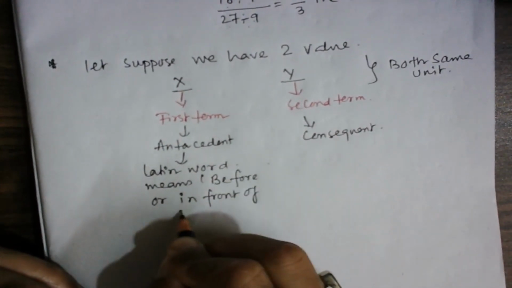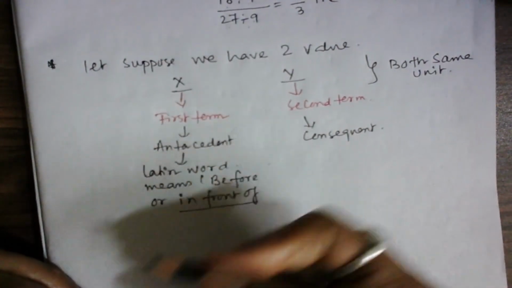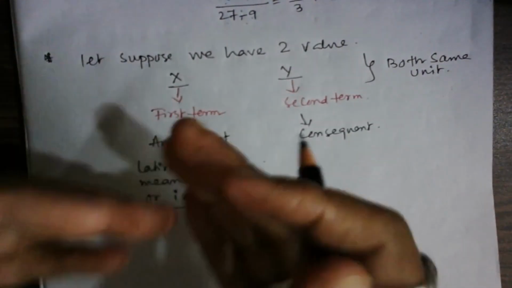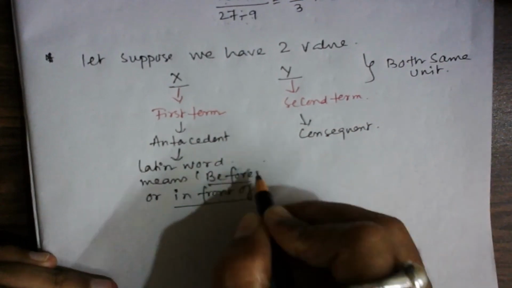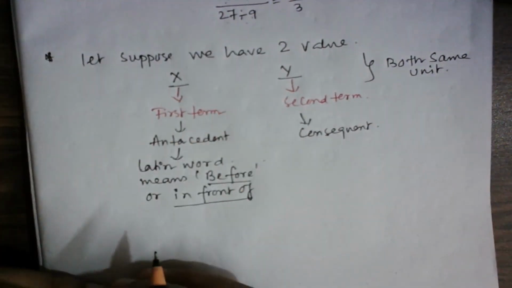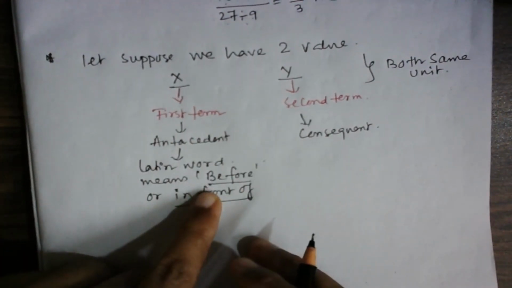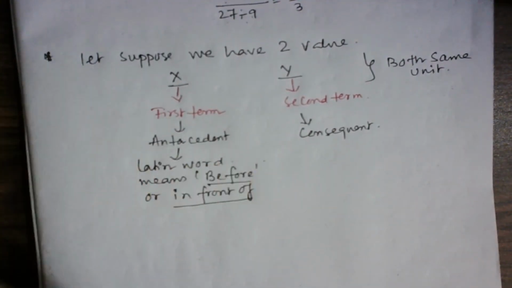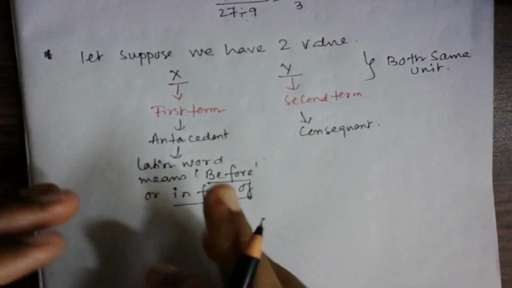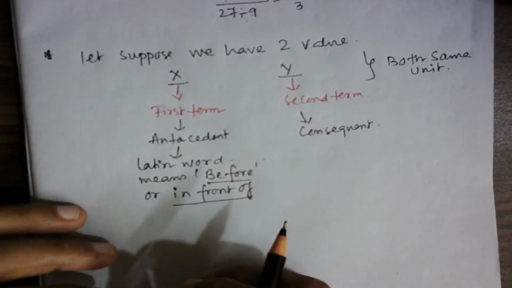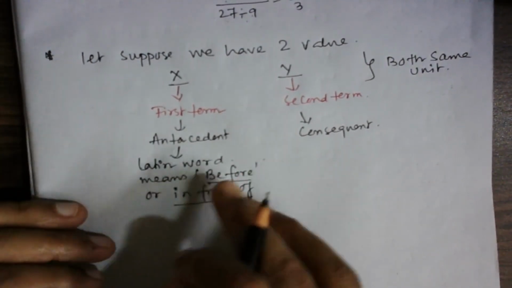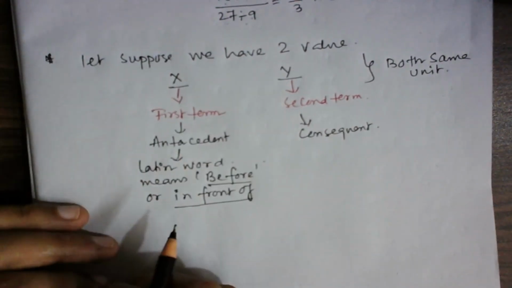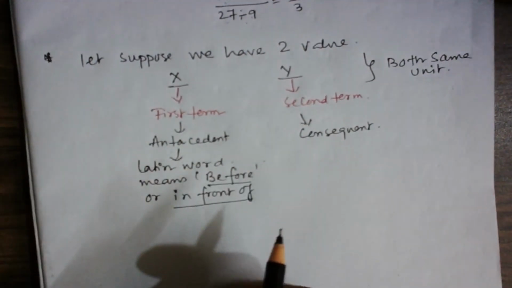What does in front of mean? It means just before you. And before means it comes first. So before means it stays in the very first place, and in front of means it is placed in the very first place. In front of means the first one. Before means placed in the very beginning. So these two words have the same meaning.